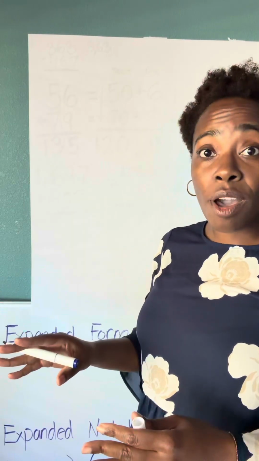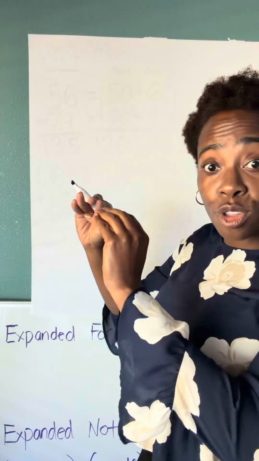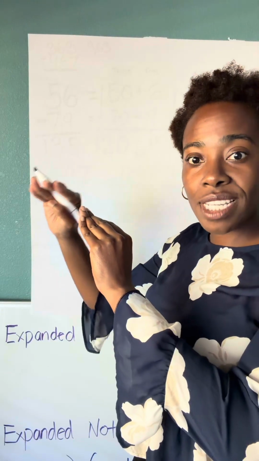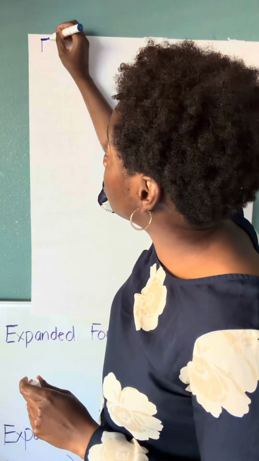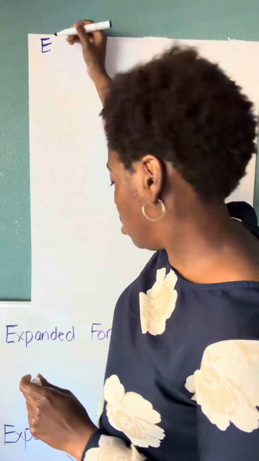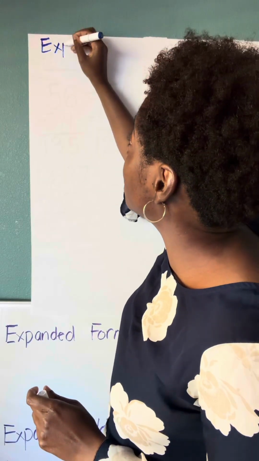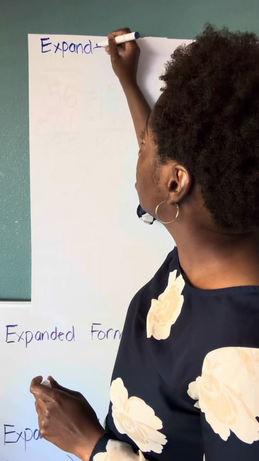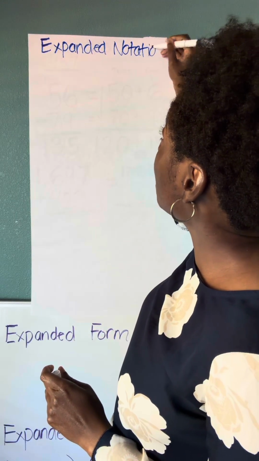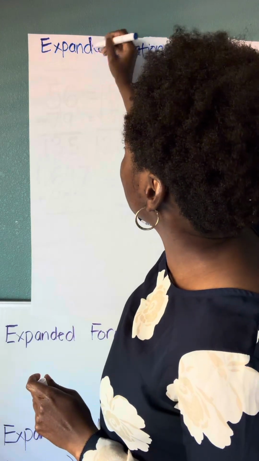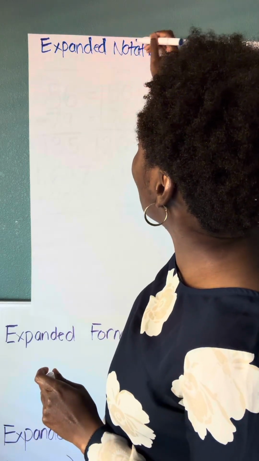Now, the other part is when you master one level, there's another level to master. So I want to show you that we did expanded form. Now we're going to do expanded notation. And when we talk about preparing our kids, see, we want them to be confident.